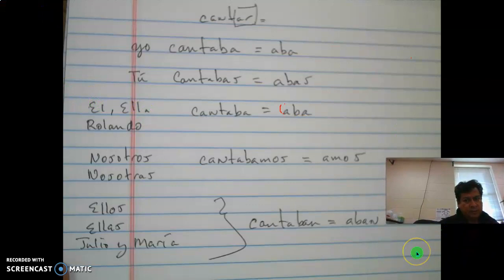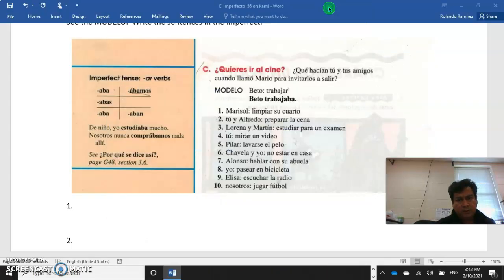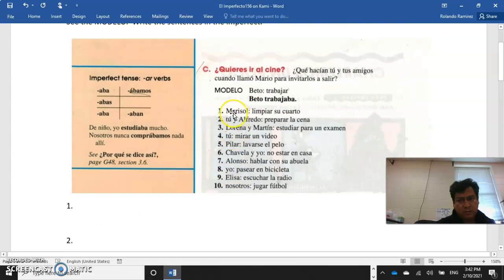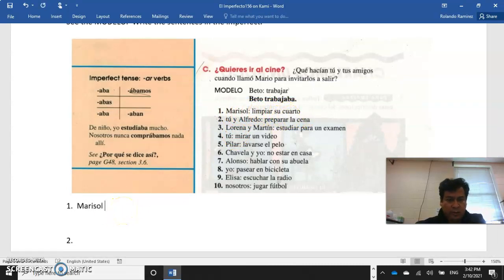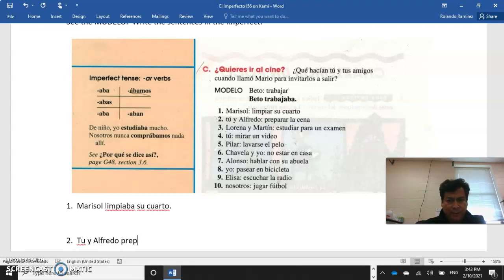Okay, so these are the endings of what you're supposed to do here on the Cami worksheet. So it's right here in these ones. Okay, so the first one will be Marisol limpiar su cuarto. So you're going to write Marisol limpiaba su cuarto. Okay, and then number two, right here, tú y Alfredo, which is plural. Tú y Alfredo, and then preparar, preparaban, plural, like ellos preparaban la cena.